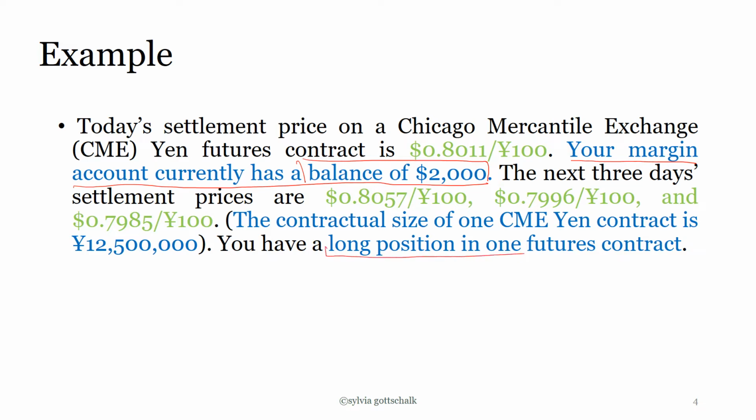And you start with one futures contract. So a long position means that you have bought one futures contract. And the size of this contract is 12,500,000 yens, which means that essentially you have bought one contract that obliges you to buy 12,500,000 yens. And in green you have the foreign exchange rates of the 4 days that matter. So day 0, day 1, day 2, day 3.